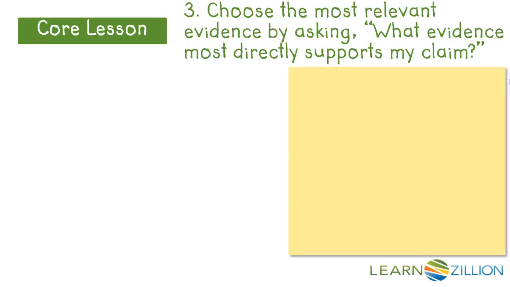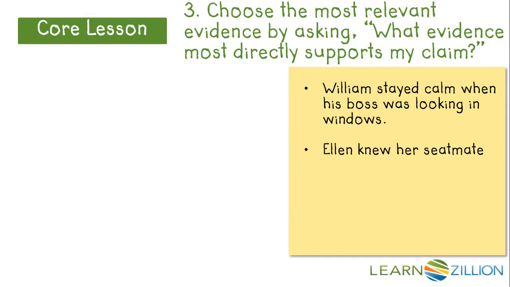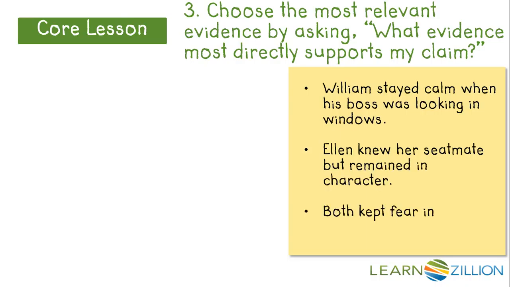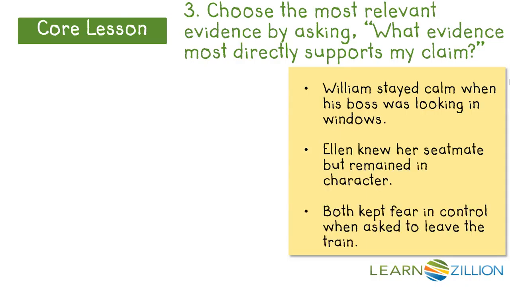Well, let's take a look at what relevant evidence I've gathered so far. William stayed calm when his boss was looking in the windows. Ellen knew her seatmate but remained in character, and both kept fear in control when asked to leave the train. What most directly supports my claim? Well, I think I really want to include the first 2 points. That evidence shows how both William and Ellen responded bravely.